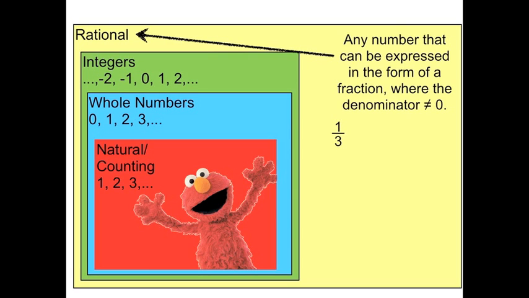So here are some examples of rational numbers. 1/3, -2 7/8, 0.47, and -117.85. Those are all rational numbers. Now, you could have a number in the form of a fraction that could be simplified down to an integer or a whole number or a natural or counting number. And we're going to do a few examples about that.